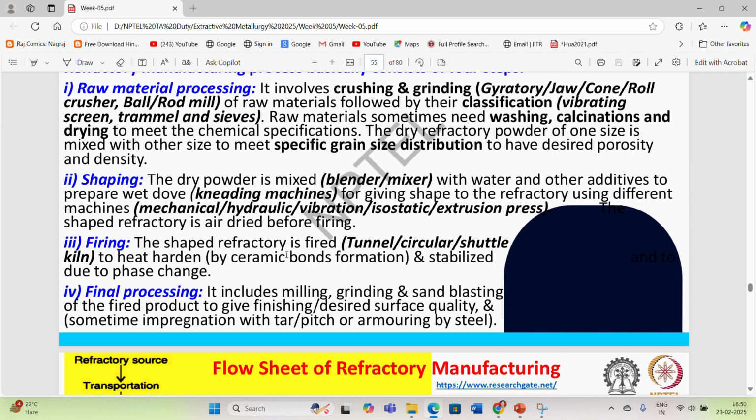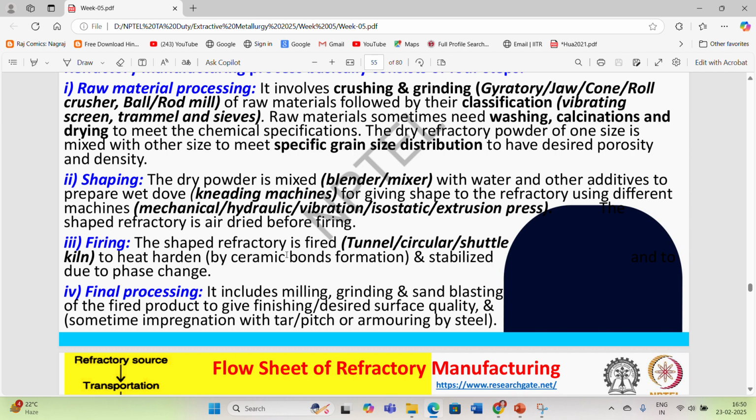Then there is shaping. The dry powder is mixed with water and other additives to prepare a wet dough with the help of kneading machines. For giving shape to the refractory, different machines like mechanical, hydraulic, vibration, isostatic, or extrusion press can be used. And the shaped refractory is air dried before the firing operation.